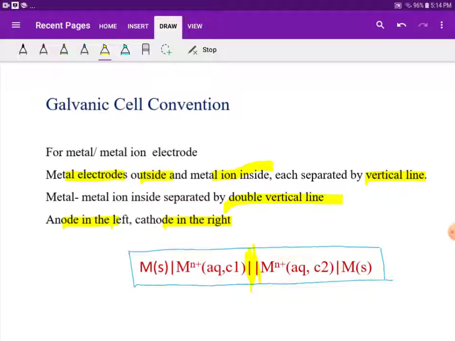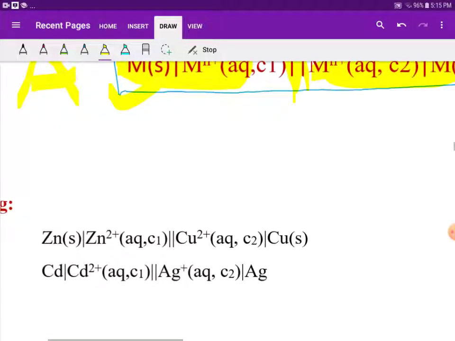The general representation is like this: M(s) | Mn+(aq) of concentration C1 || Mn+(aq) of concentration C2, that is the second of another metal ion, | M(s). Here the left side is the anode while the right side is the cathode. Example: Zn(s) | Zn2+(aq) || Cu2+(aq) | Cu(s).